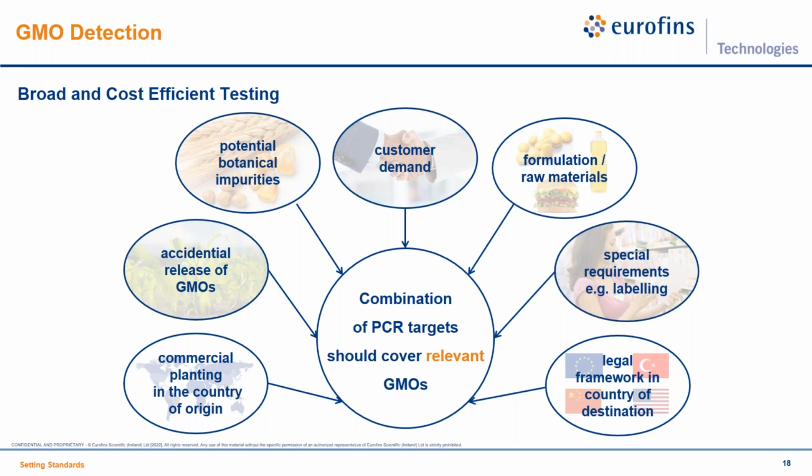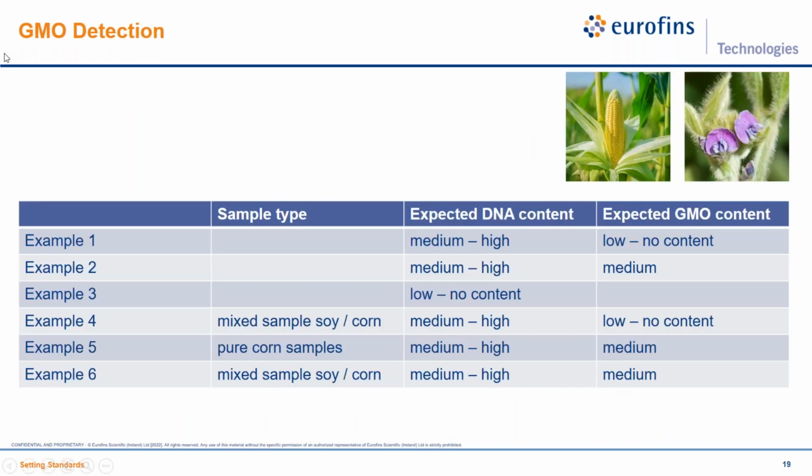So how do you find the most efficient strategy for your customer? I prepared several examples for you today, and I would like to show you the best analytical approach for different sample types. In the first 3 examples, I would like to show you a complete strategy, and this is based on the DNA content and the GMO content.